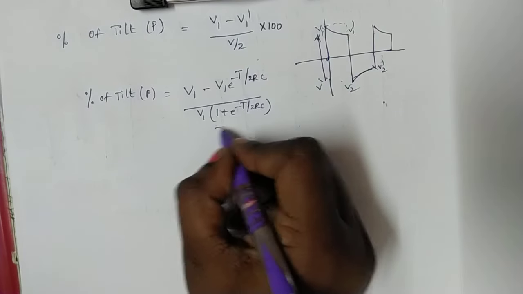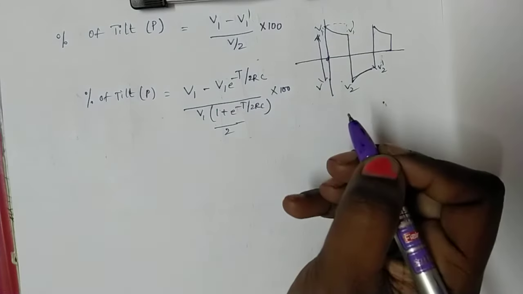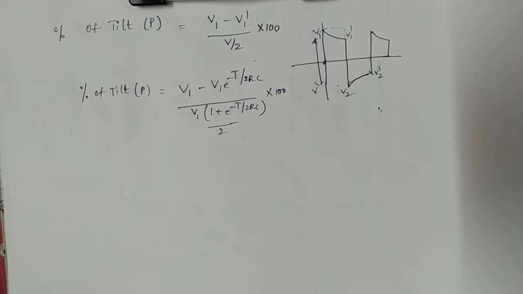Here by 2 into 100%. Okay, all of you understanding what I am saying? Now here, in equation number 8, we can say that V equal to V1 into 1 plus e power of minus t by 2RC. We have derived that one also. So these are the expressions.